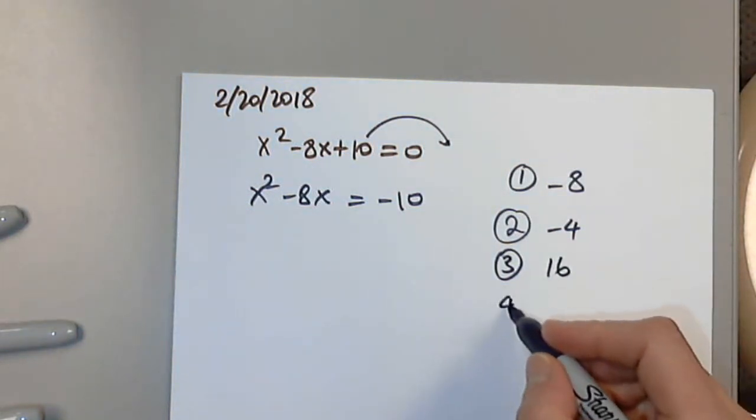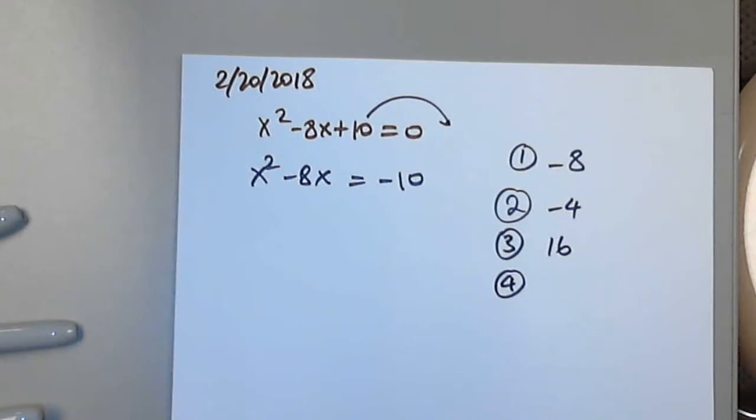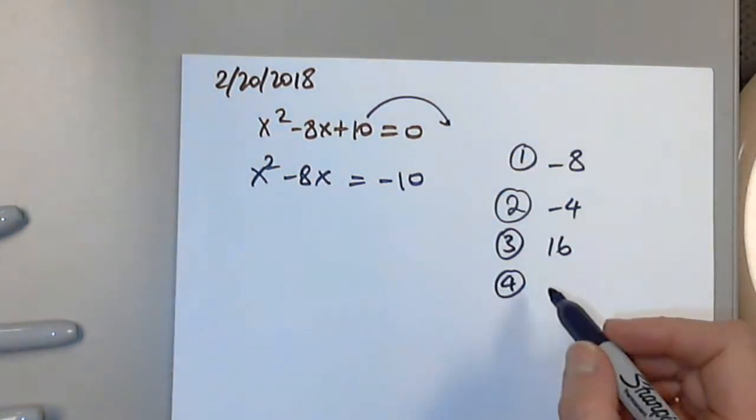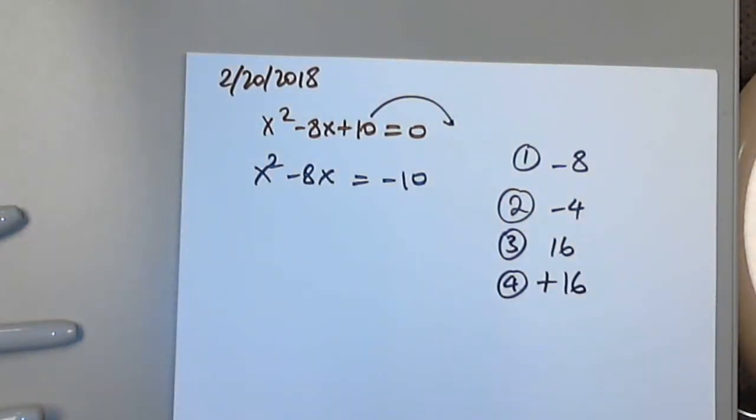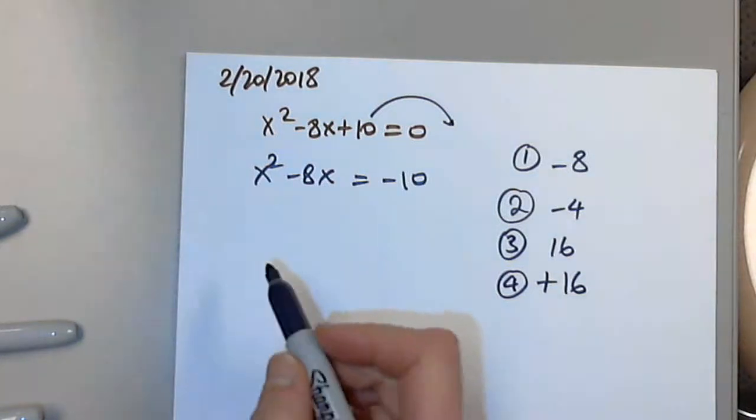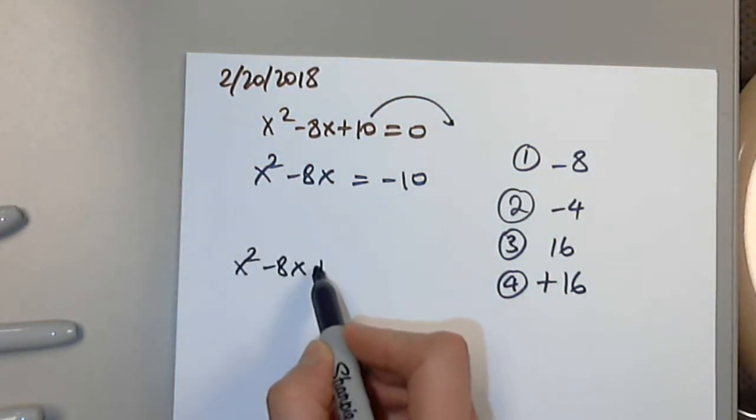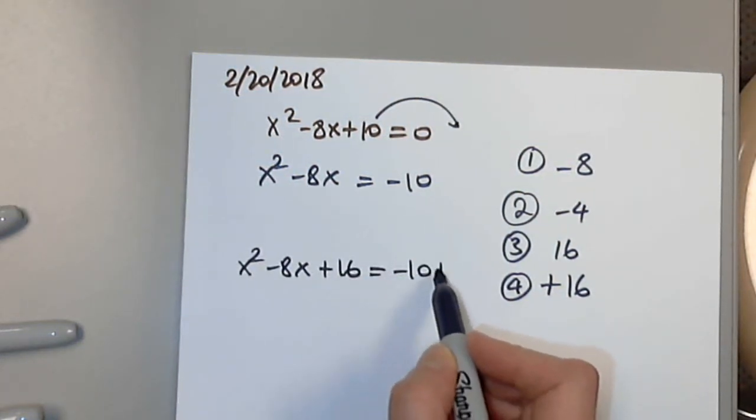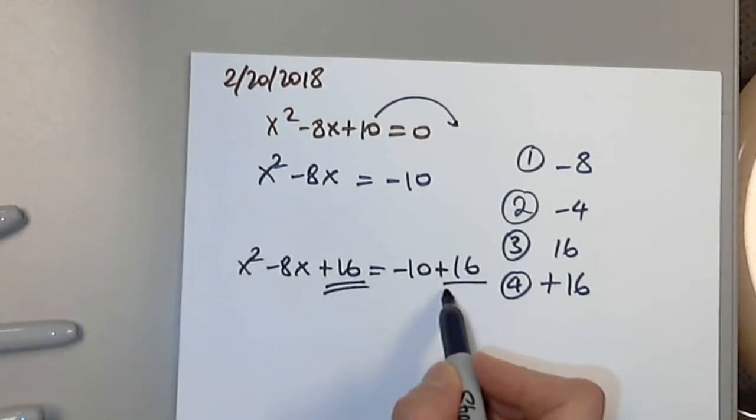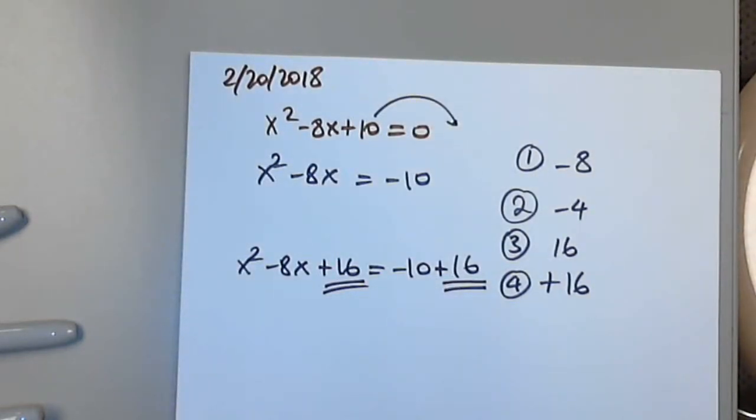Very good. In step 4, what do I do with 16? Add it to both sides. Yes. So I'm adding 16, but it has to be to both sides. So when I add 16 to the left-hand side, I get x squared minus 8x plus 16 equals -10 plus 16. If you do not add it to both sides, you're going to change the problem. You're not going to get the solution.